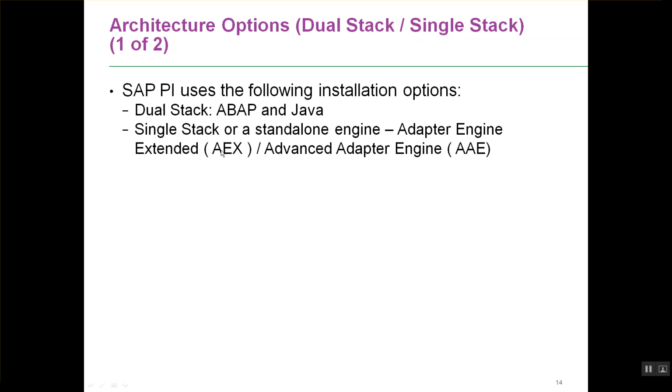The idea being that SAP, as we all know, historically keeps changing the names of its components. So both of these components mean one and the same: Adapter Engine Extended, AEX, and Advanced Adapter Engine, AAE. This is nothing but a single stack or a standalone installation of PI. A dual stack installation of PI is a combination of both ABAP and Java installation of PI.